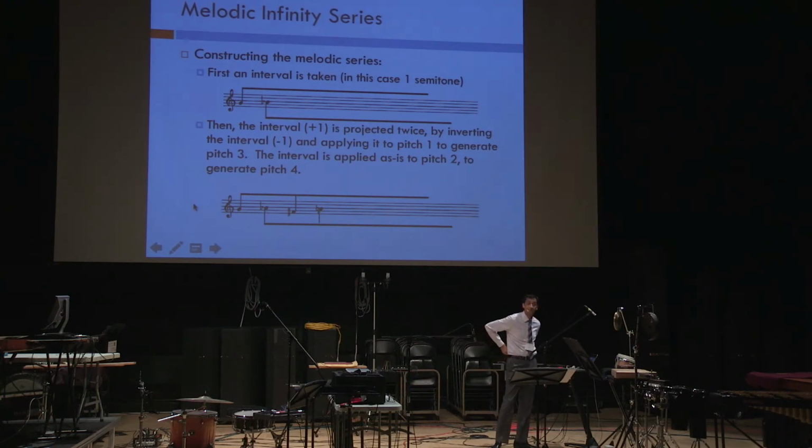is we start with a semitone, okay? And then we measure that interval. In this case, we would measure it as +1, right? It's going up a half step. So we would project this interval twice. First by inverting the interval, so now we make it -1, and we'll apply that to the first pitch. So that G, the third pitch, will become F sharp, down -1. Then we will take the interval as is, +1, and we'll apply that to the second pitch to give us the fourth. So A flat becomes A natural.